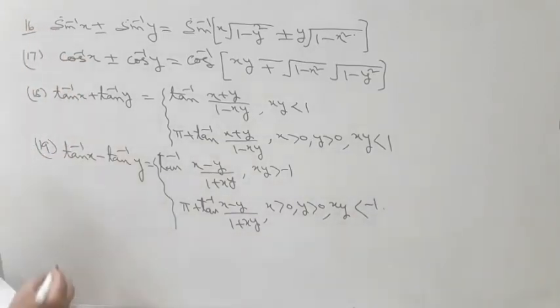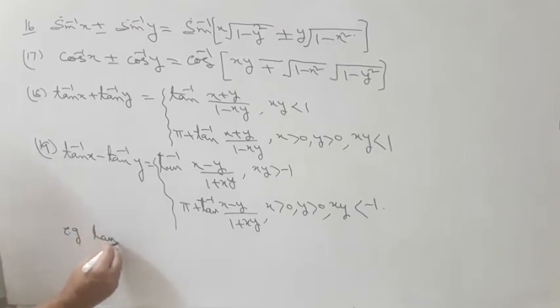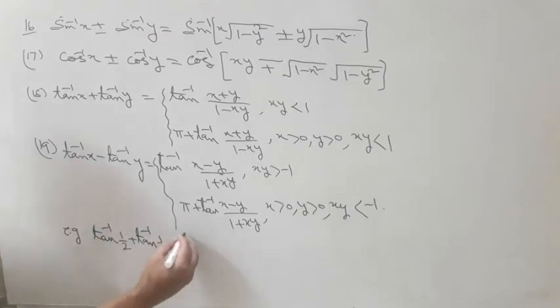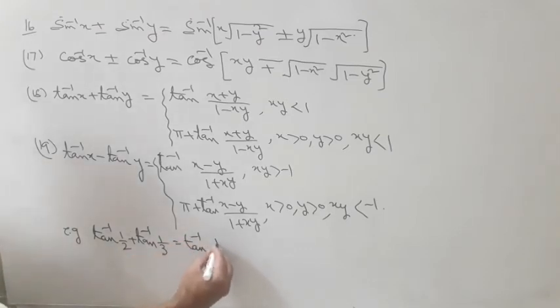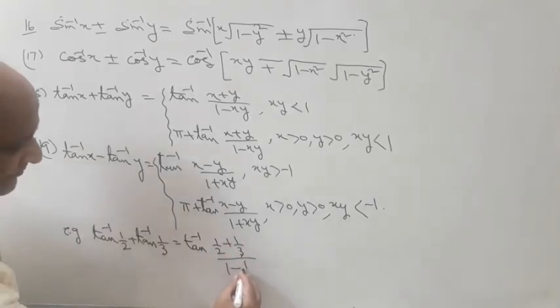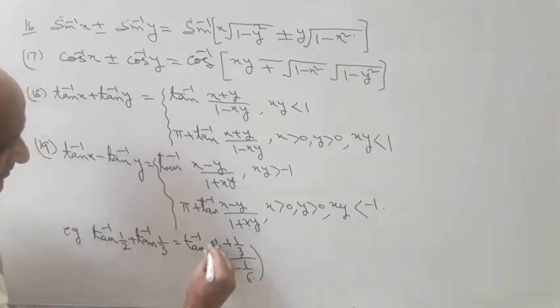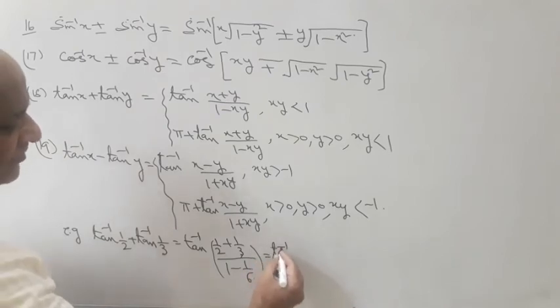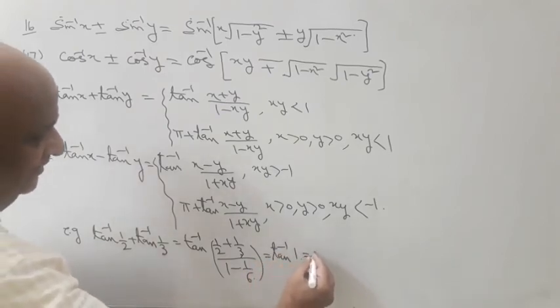Check out. Now, for example, I can put up a question. It says evaluate tan inverse of half plus tan inverse of 1 by 3. The value is equal to tan inverse of (half plus 1 by 3) over (1 minus 1 by 6). When you simplify, it becomes tan inverse of 1, that is pi by 4.